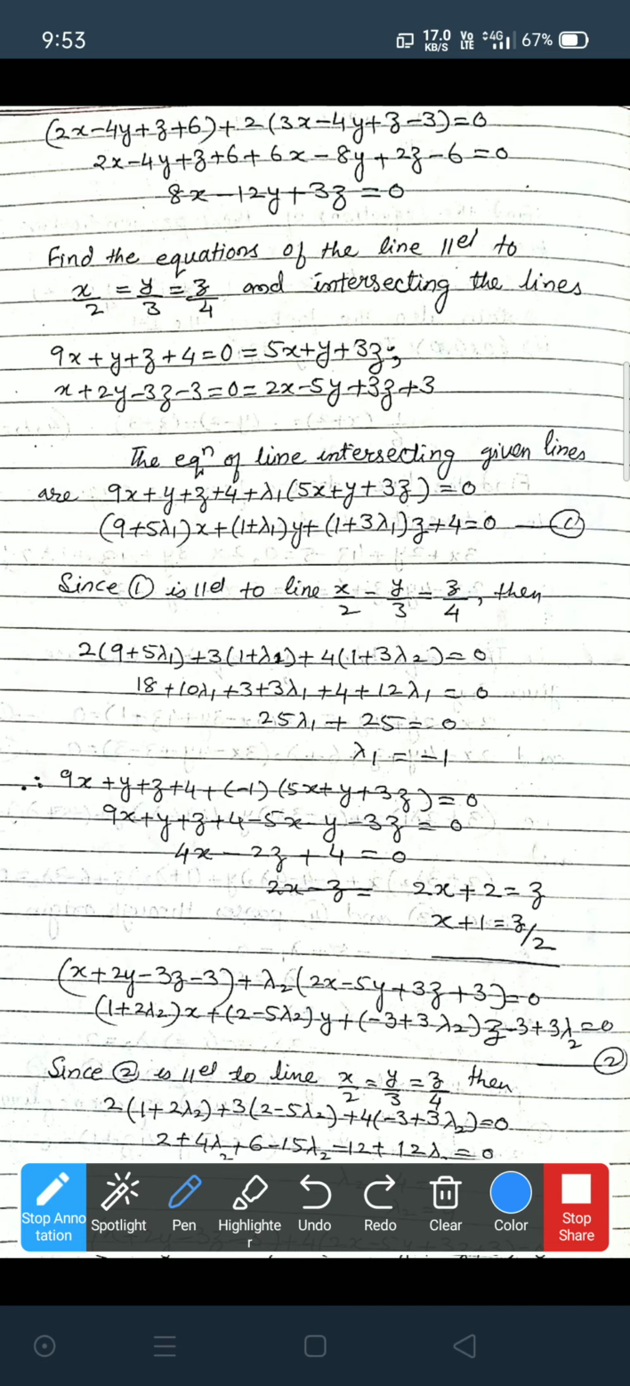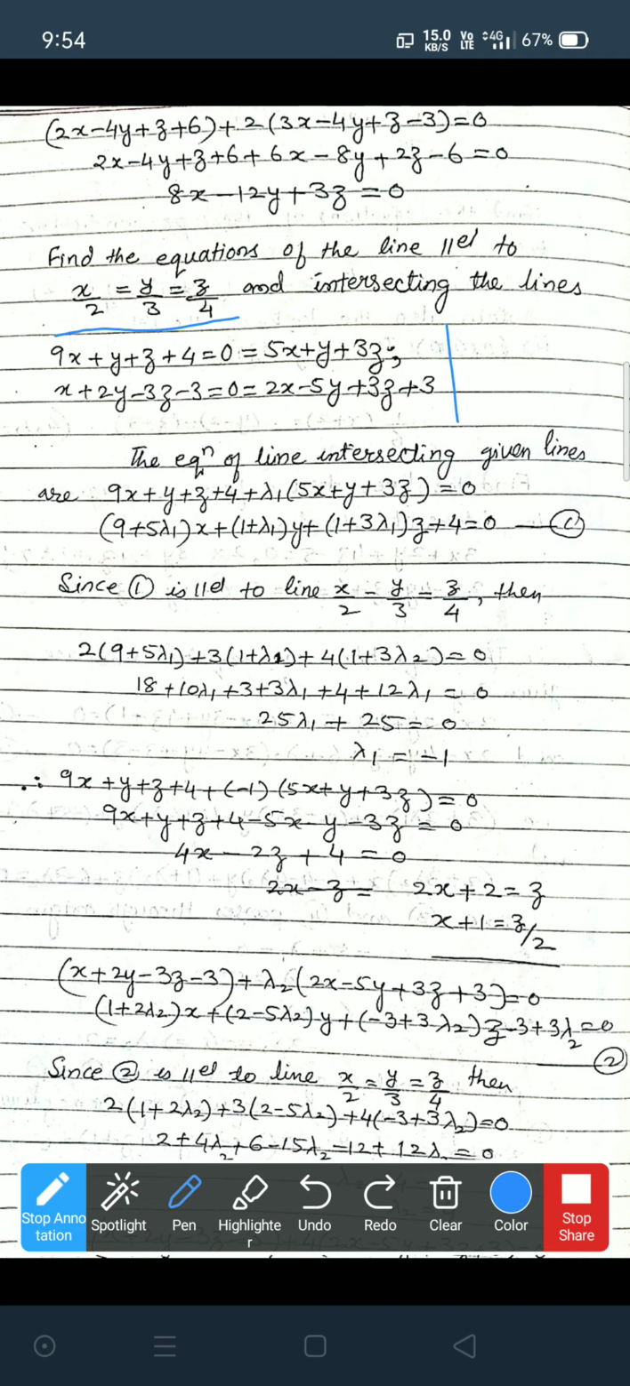Next example is find the equations of the line parallel to x by 2 is equals to y by 3 is equals to z by 4 and intersecting the lines 9x plus y plus z plus 4 is equals to 0 is equals to 5x plus y plus 3z and x plus 2y minus 3z minus 3 is equals to 0 is equals to 2x minus 5y plus 3z plus 3. We have to find the equation of line parallel to this line and intersecting these lines.